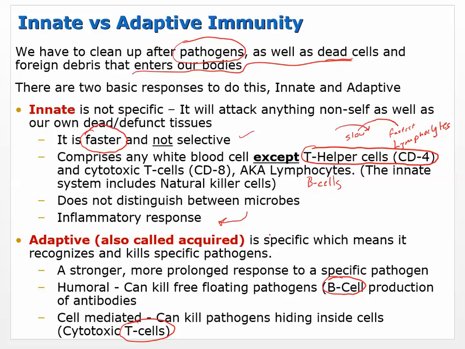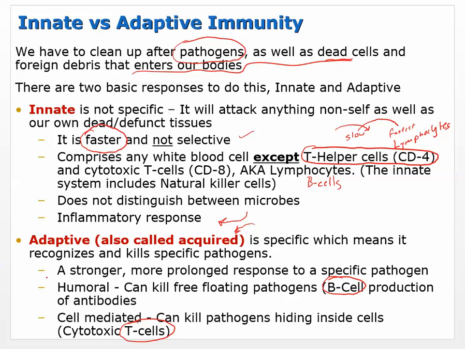So adaptive immunity, also called acquired, and I use those terms kind of interchangeably. So adaptive, acquired, it's the same thing. It's specific, which means it recognizes and kills specific pathogens. And we'll see how that's important later on. So it's a stronger, more prolonged response to that specific pathogen.